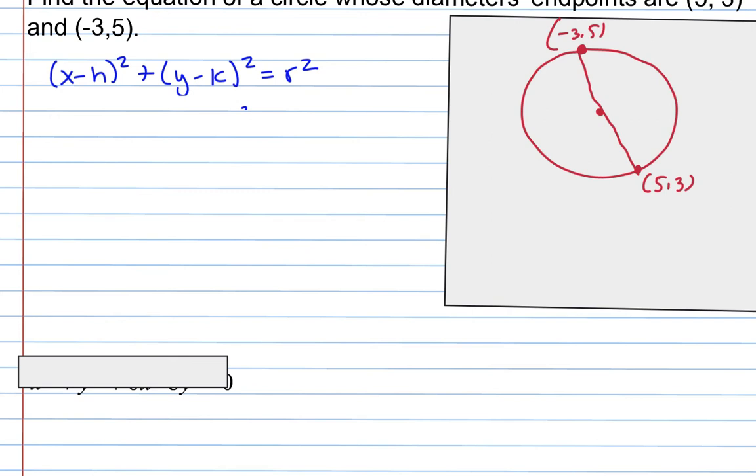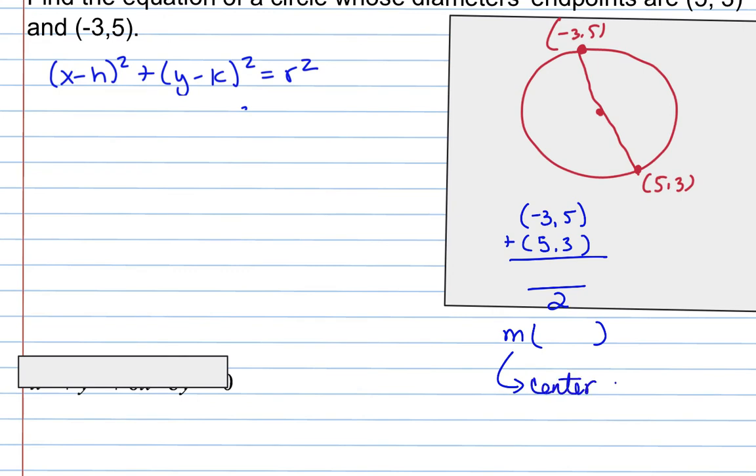One of the ways that I find the midpoint is very easy. Basically, you get your 2 points and you add them together and divide by 2. And that will give you your midpoint, which will become your center of the circle. So you're basically adding up your x's and dividing by 2, and you're adding up your y's. It's the midpoint formula, just a little bit more organized.